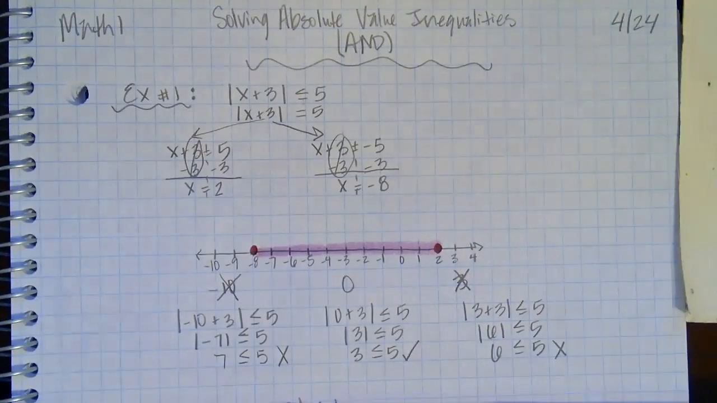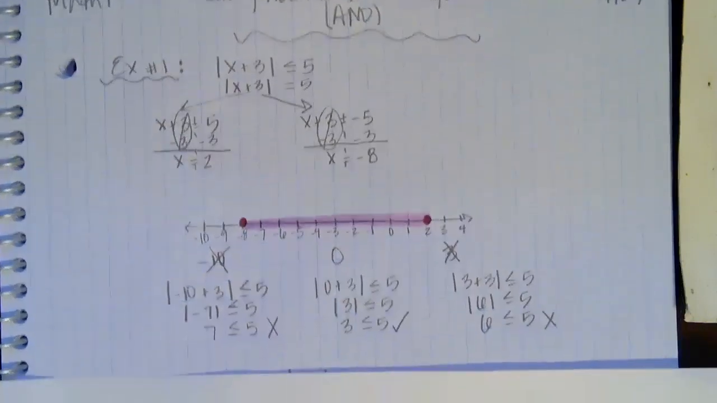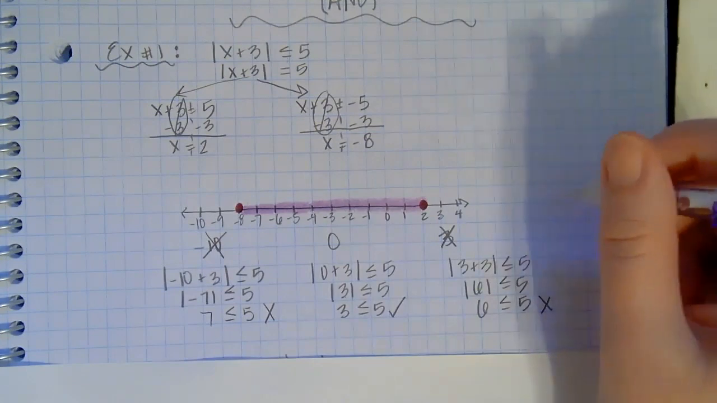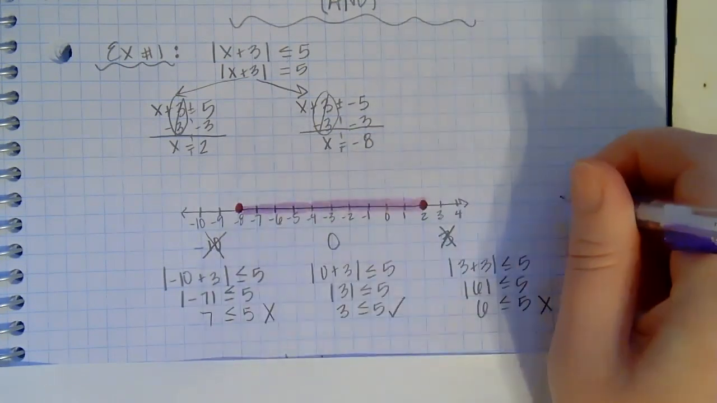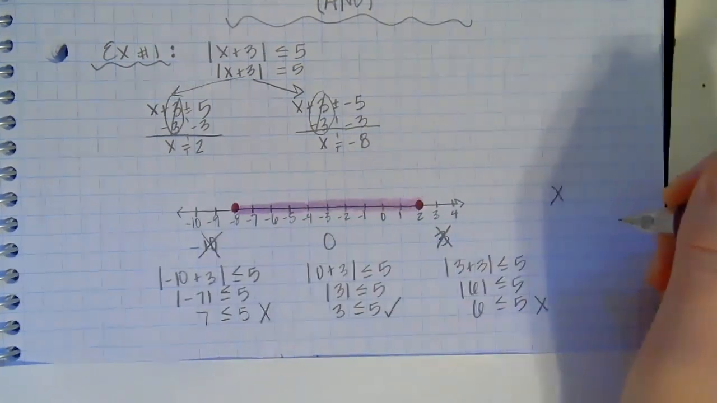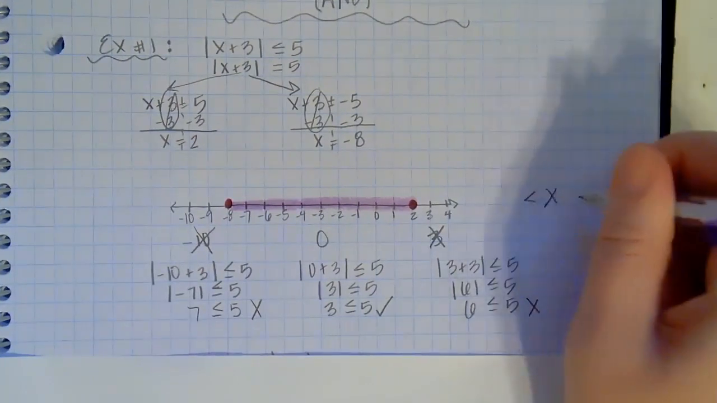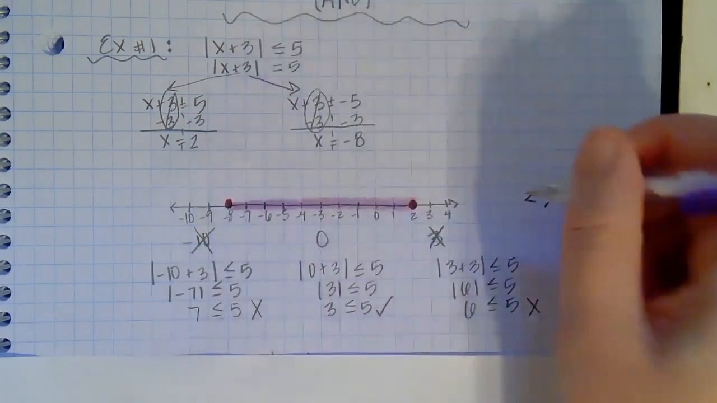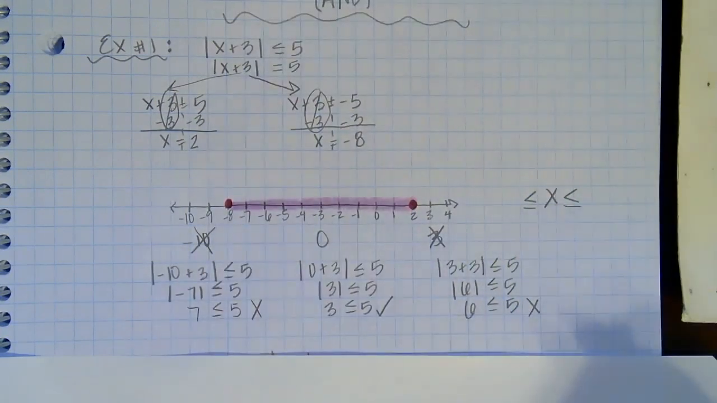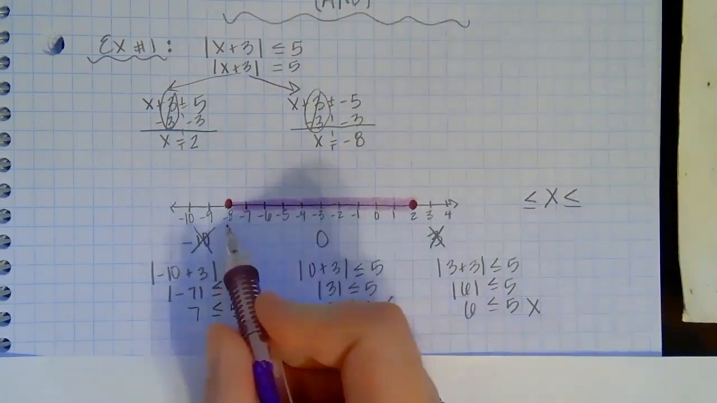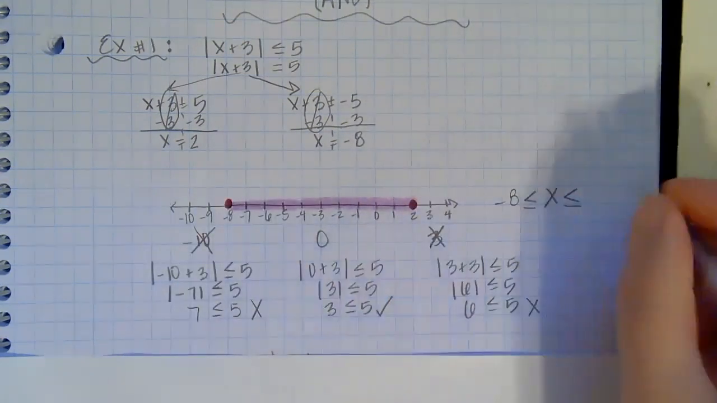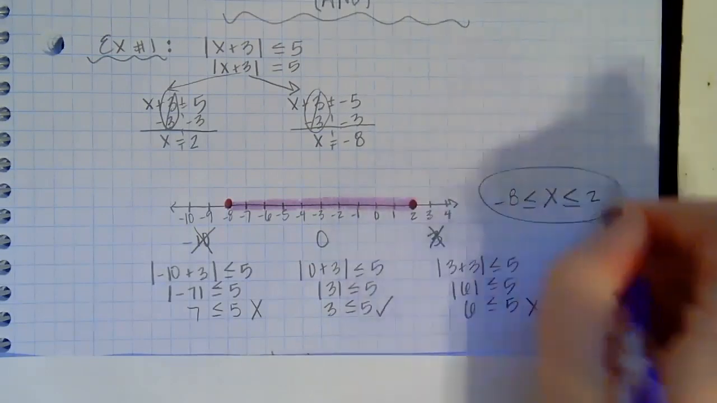So we're going to write our final answer here. That's always important to write your final answer. Don't forget about that. I'm going to write it right next to my graph so you can see it. Our answers are in between. So remember, when it's in between, I'm going to put the x in the middle, and then I'm going to put less than signs on both sides. Since this one has an equal to, I'm going to put them both as less than or equal to. Negative 8 is the smaller number, so that goes on this side, and 2 is the bigger number, so that goes on this side. There's my final answer.